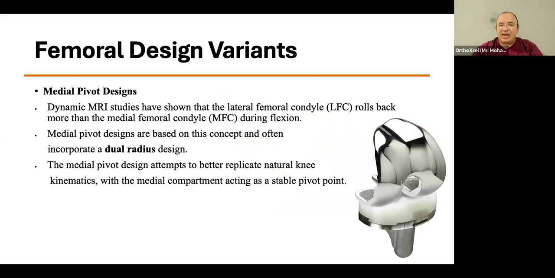The medial pivoting design, or as I told you, the variable radius, has a different radius medially than laterally. So it's not only multi-radius in the sagittal plane, but multi-radius in the sagittal plane and axial plane. So the radius is different from medial to lateral, trying to get a more anatomically mimicking structure of the distal femur. So you have a dual multi-radius design, aiming to maintain the anatomical shape of the distal femur.